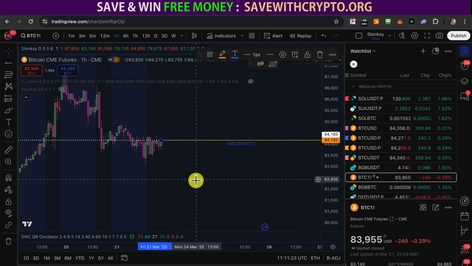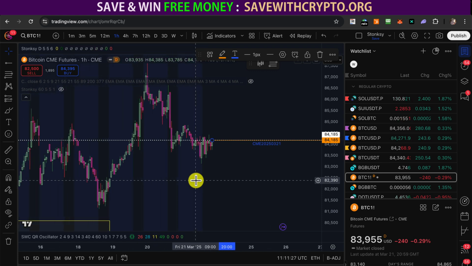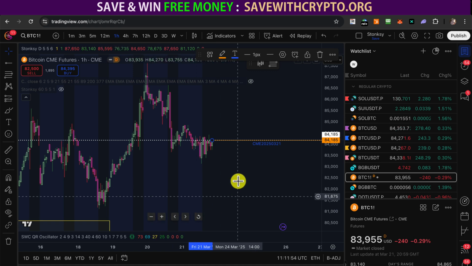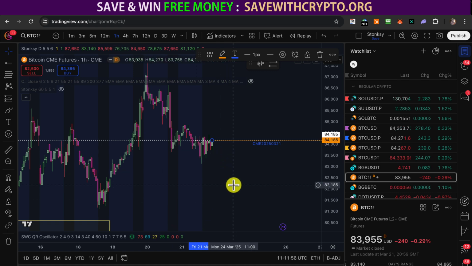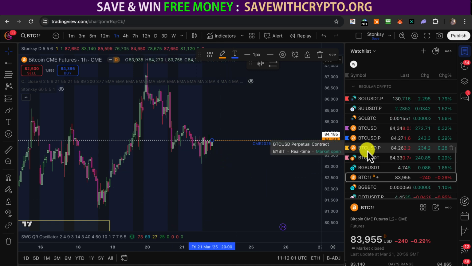Now, all of these CME prices in the recent year or so have all been returned to by the price sometime in the future. I think the one that took the longest was the one from last November that got closed a week or so ago. But the more recent ones have been closed very quickly. So I would expect the price to return to that kind of level sometime during the week. So let's go back to the ByBit chart.